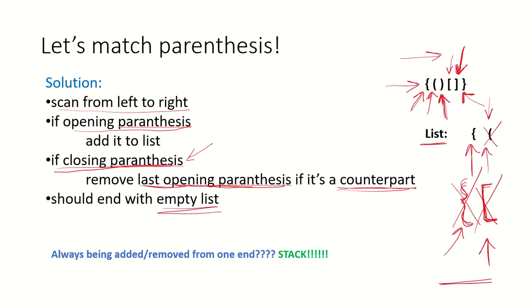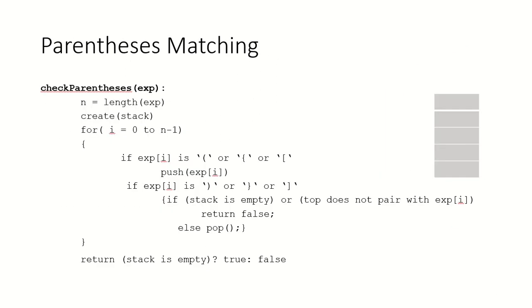As you can see, in this list we are adding and removing elements or characters from one end only. So can we not use a stack for this? We can, definitely. So let's see the pseudocode. We have an expression of braces, and n is the length of that expression. We are going to create a stack. This could be using an array or a linked list.